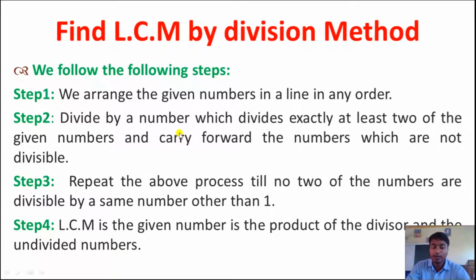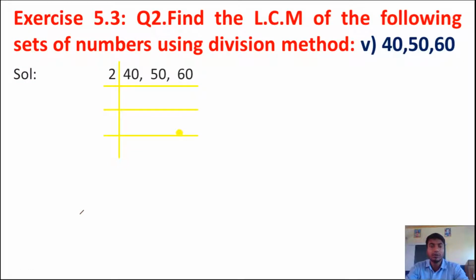Now let me give you one example, and you try to understand the concept of the division method. Here we have question number 5 from question number 2: 40, 50 and 60. We have to find the LCM using the division method. You can see we arrange them like this, all together. The order can be changed, that means 50 we can write here also and 40 we can write here also.